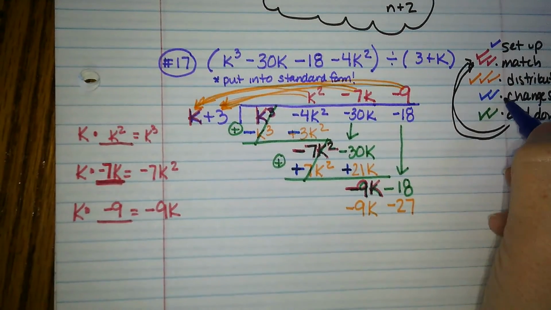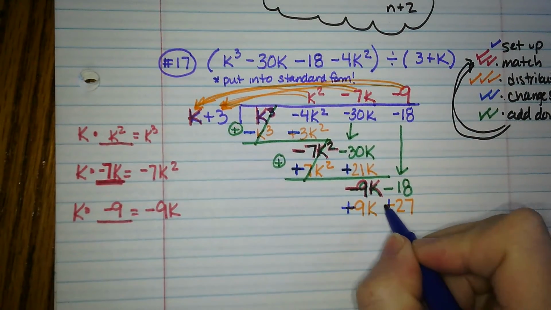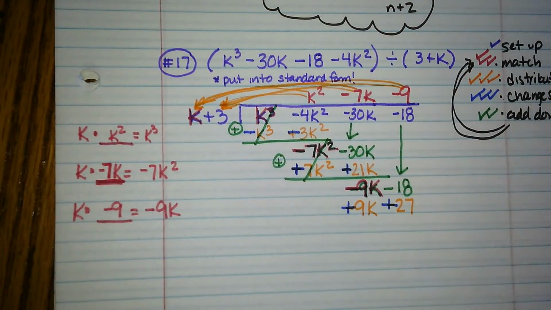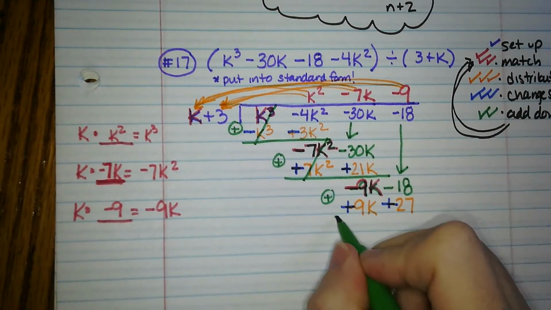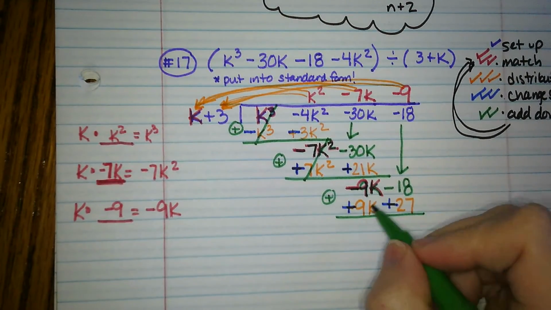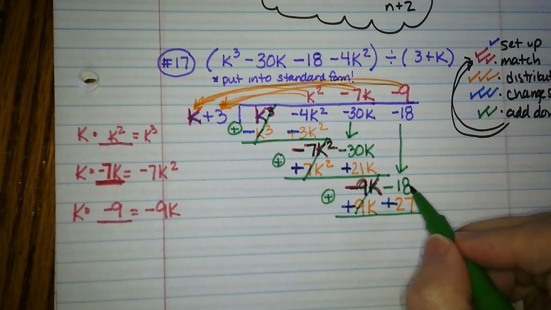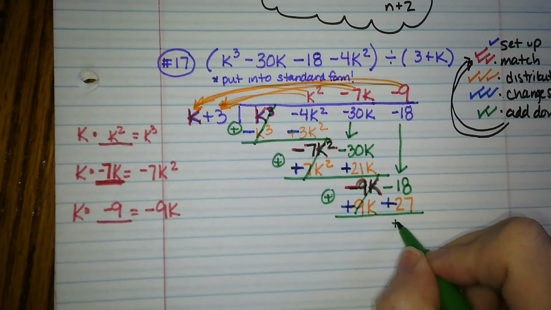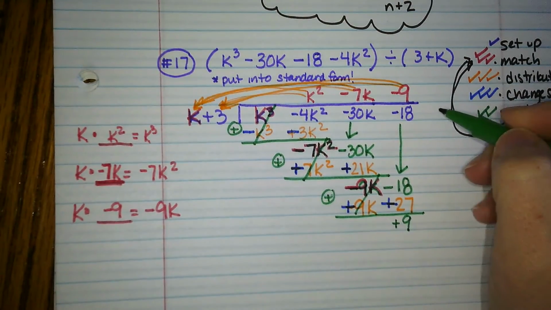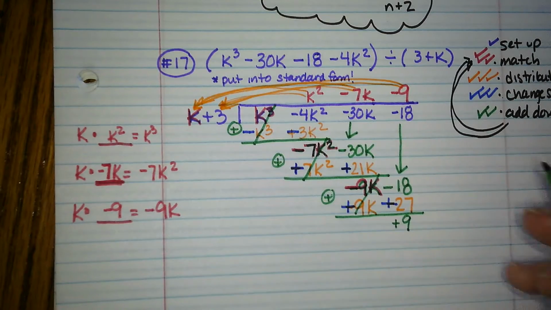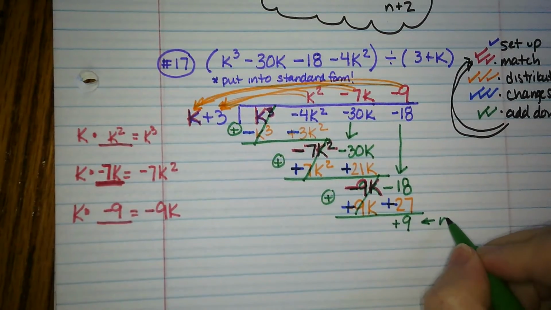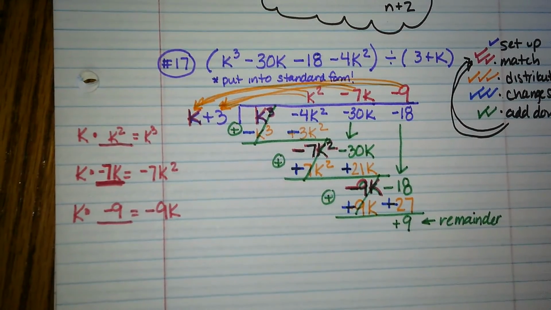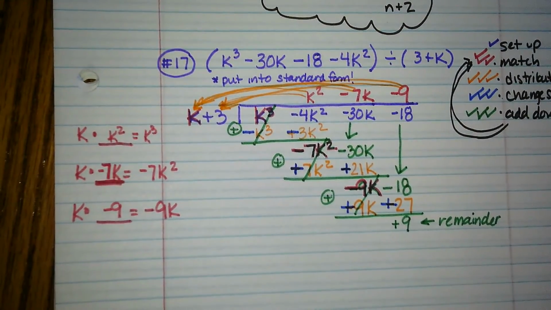We're going to change signs. Complete. Now all we have to do is add down. Draw your little plus sign, draw your little line. Negative 9k and positive 9k cancel. And negative 18 plus 27 is positive 9. Look to the right. Nothing to bring down here. So that means that we're done. And this is our remainder. I officially add down. I'm done.